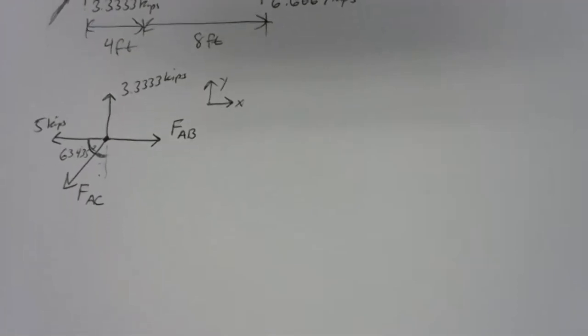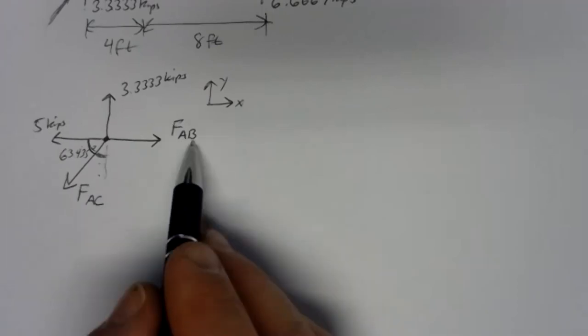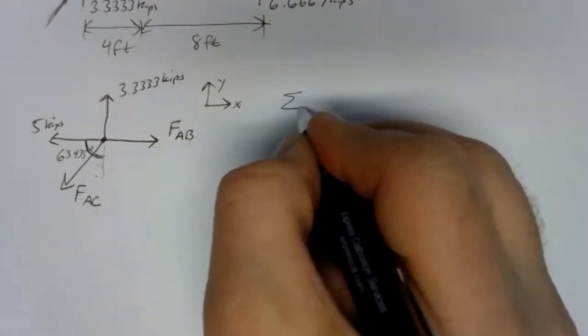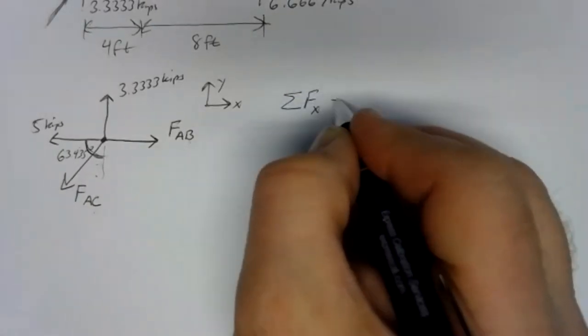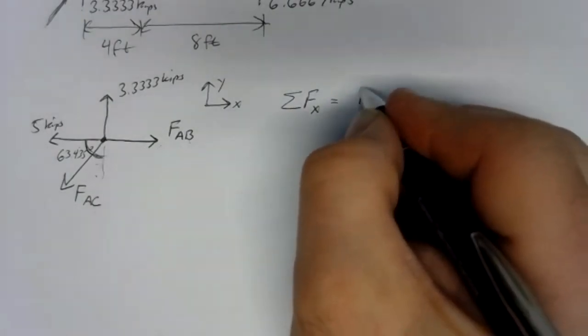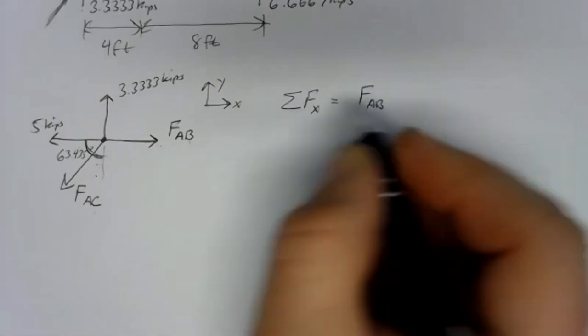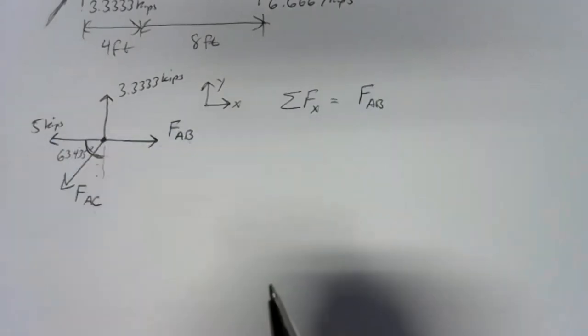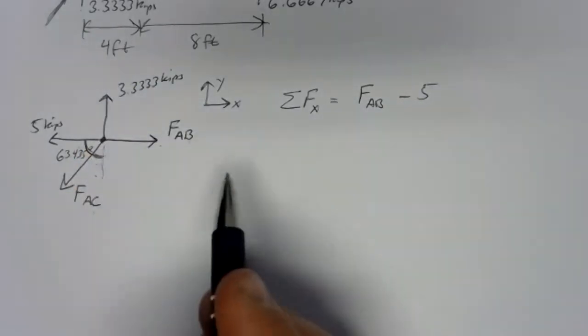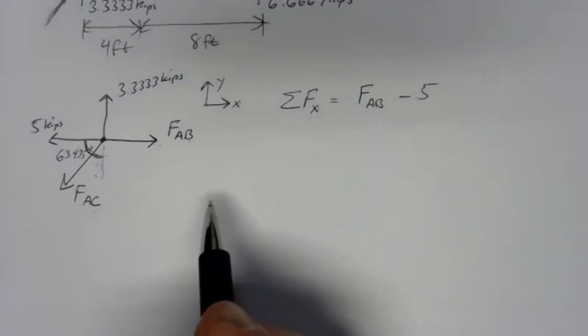And we can use our sum of forces in the x direction equal to 0 and sum of forces in the y direction equal to 0 to figure out FAB and FAC. So let's set up our equations of equilibrium. Sum of forces in the x direction. Well, we've got FAB positive. We've got 5 kips negative. We get nothing from the 3.333 kips because that's just straight up.